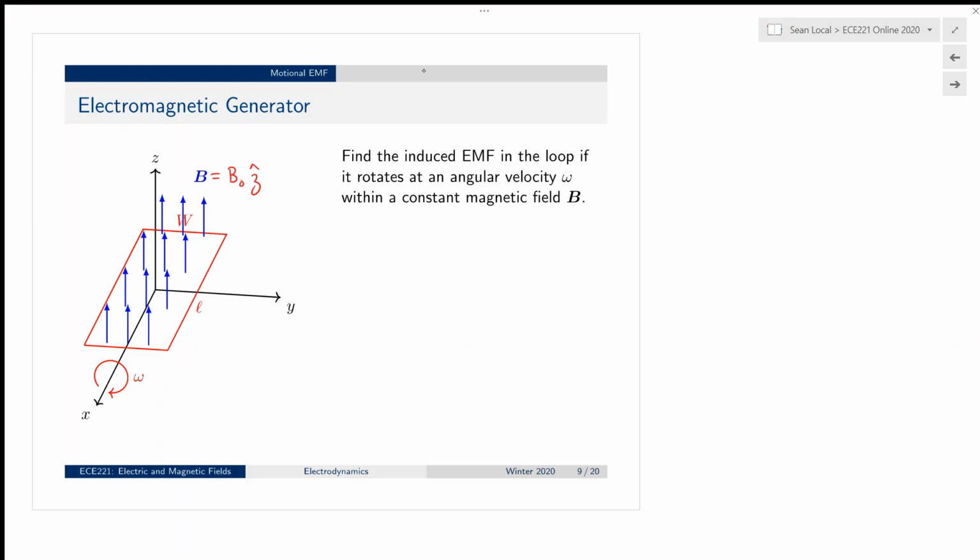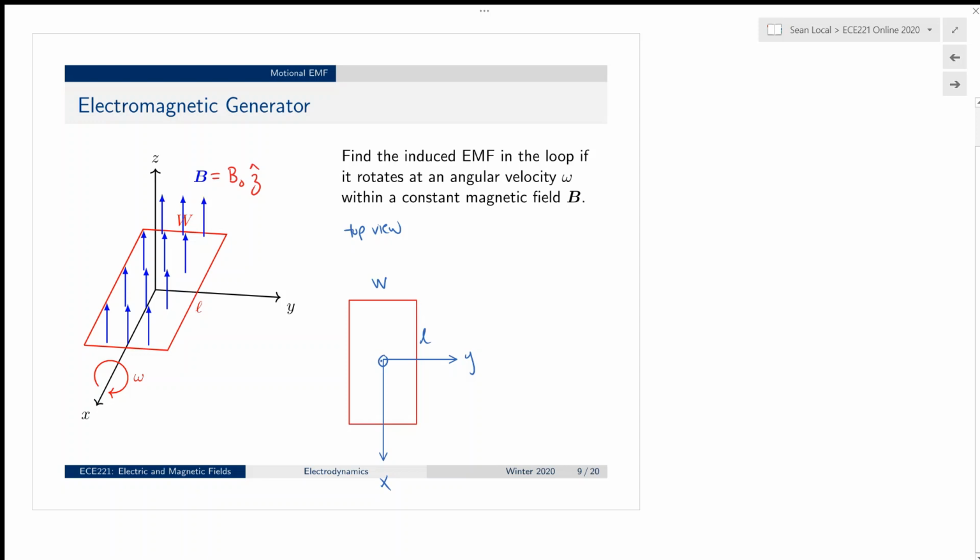To analyze this problem more, let's draw a diagram of our loop from a few different angles. The first angle we're going to consider is just the top view. So here's our loop looking from the top, and this is our top view. The width of the loop is W. The length of the loop is L. And we can superimpose our coordinate system if it's clearer, like so. This is the y direction here and the x direction here. So we're looking down the z axis. The z axis is coming out of the page.